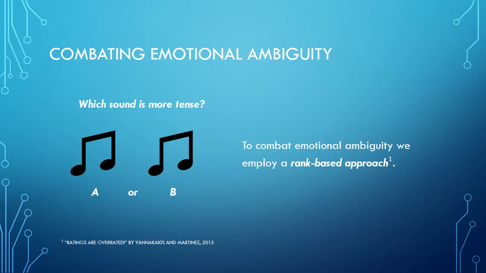And the reason for this is that by using a rank-based system, we're kind of removing the numbers that exist, for example, in rating scales such as Likert scales, which can present a lot of ambiguity and social and cultural bias into the annotation.